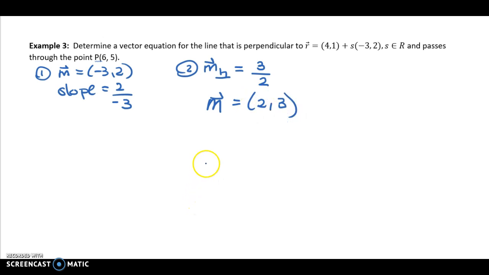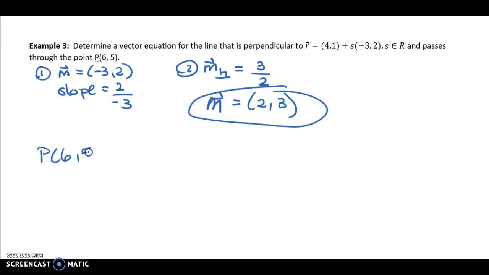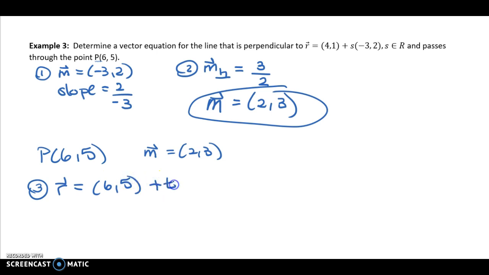And now my final step can be to use the point they've given me, (6, 5). And I'm going to use this vector that I now know is perpendicular, [2, 3], and I'm going to write the equation of a line. r is equal to [6, 5] plus t[2, 3], where t is an element of the real numbers. And just like that, you have an equation of a perpendicular line.